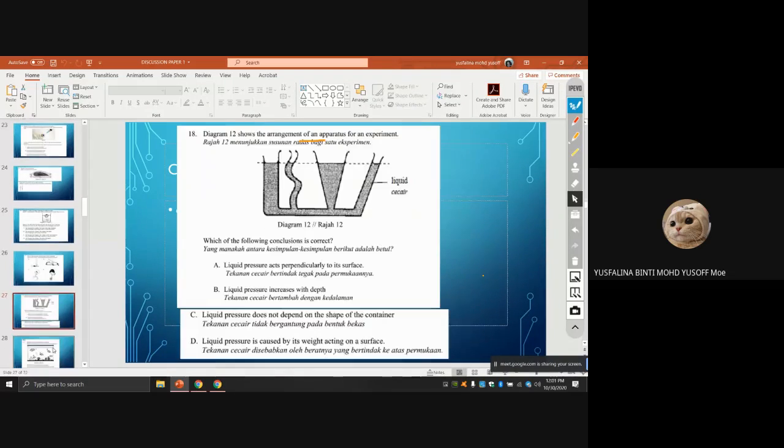Alright, next one. Diagram 12 shows an arrangement of an apparatus for an experiment. Which of the following conclusions is correct? You can see all the water levels are the same even though the shapes are different. So the liquid pressure does not depend on the shape of the container. Usually it is influenced by the depth of the water, the density of the liquid, and also the gravitational acceleration. So for pressure in liquid, it does not depend on the shape.